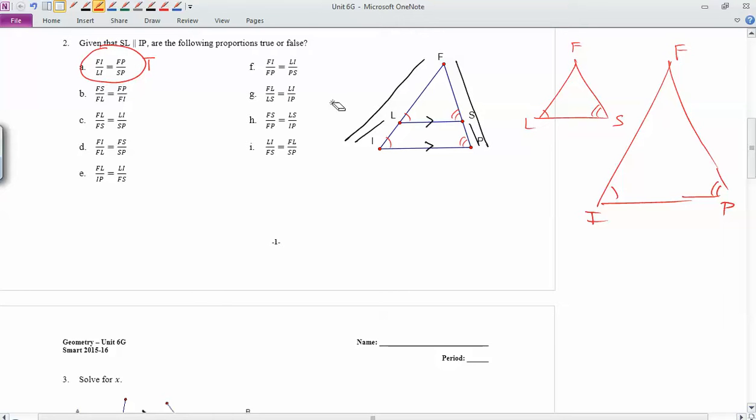Okay, so let's try another one. How about FS over FL? Okay, so it's the right of the small triangle over the left of the small triangle. Is that the same as the right of the big triangle over the left of the big triangle? Well, yeah, that should feel right too. So this one's also true.